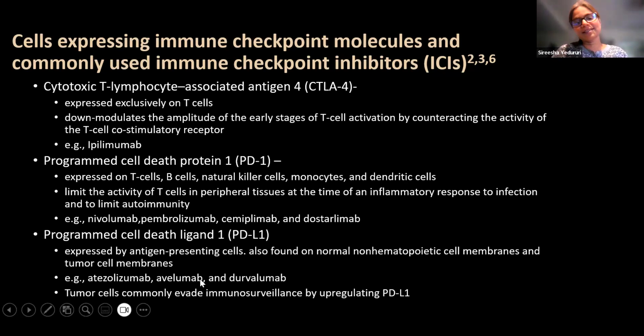As I said, tumor cells also become smarter. They commonly evade immunosurveillance by upregulating these PD-L1 molecules. That's how they try to survive in that environment and grow.